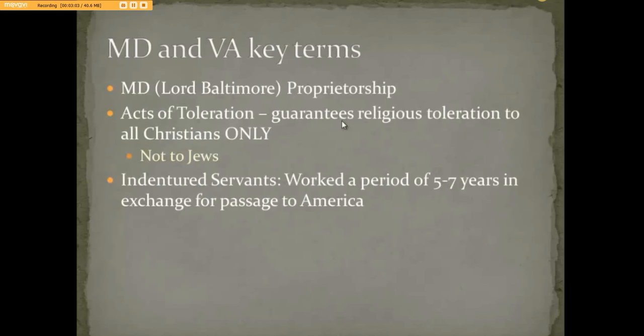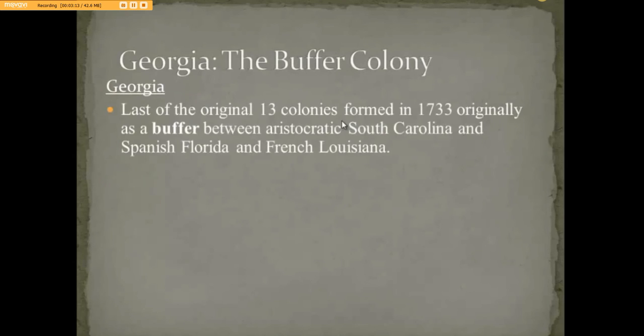We also have indentured servants. Again, as I mentioned, they were their predominant labor source, and they worked for a period of 5 to 7 years in exchange for passage to America. Georgia is going to be the buffer colony. This is the last of the original 13 colonies. This was a royal colony. It was established as a buffer or for protection from the Spanish in Florida and the French in the Louisiana Territory. And it was also established as a penal colony for debtors.